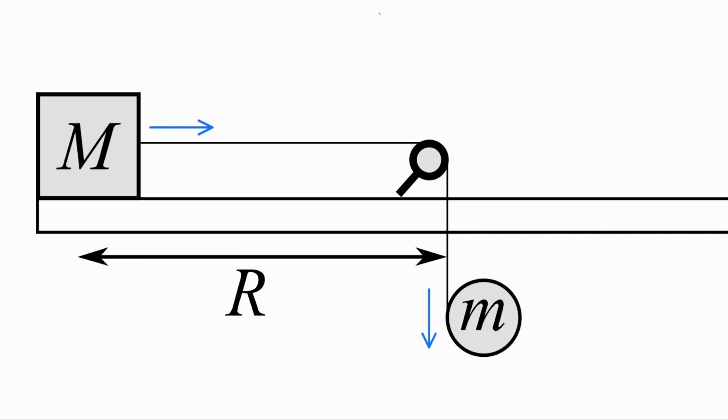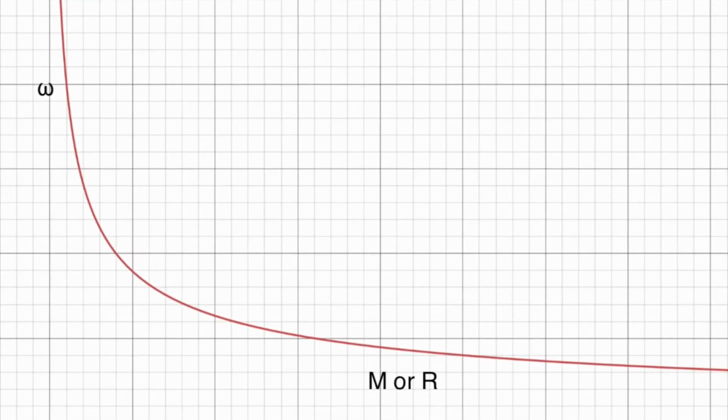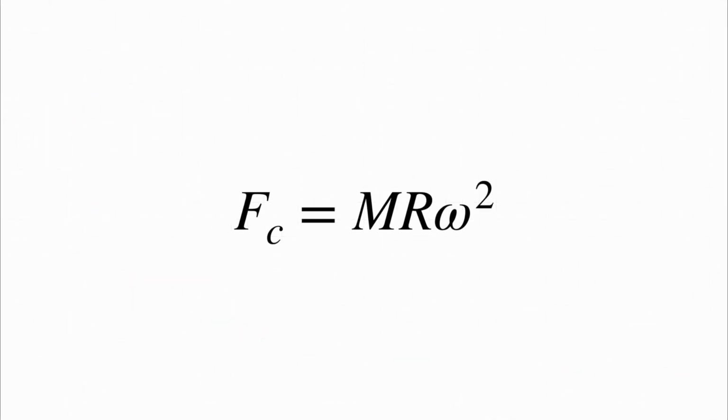This means that the string will pull the brick inwards with more force so the table can rotate faster without the block falling off. Now we also have the variables capital M for the mass of the brick and R for the radius of the table, which do the opposite by decreasing the angular velocity when they increase. This also makes sense because centripetal force equals the mass times the radius times the angular velocity squared. And the higher the mass or the radius of the block, the more force it requires to stay moving in a circle, or the slower it rotates with the same force.